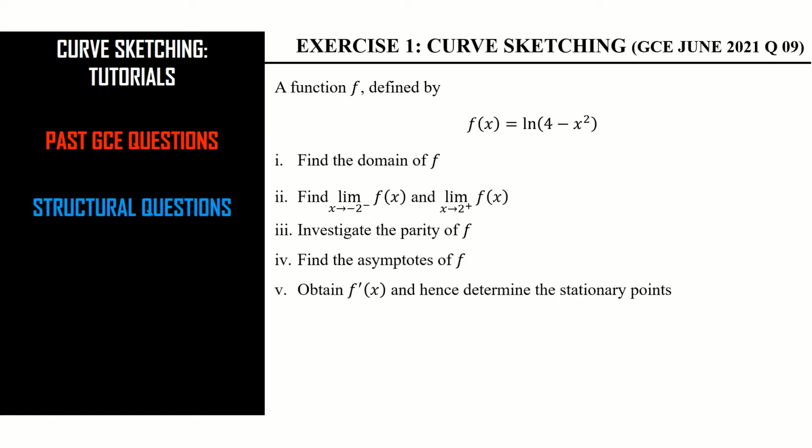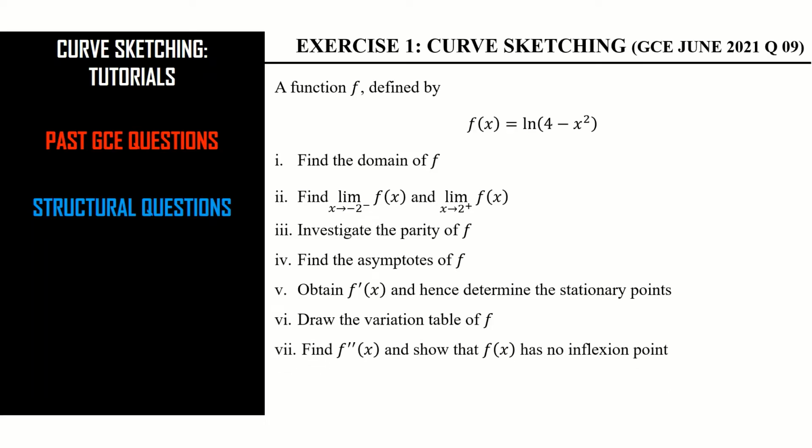Roman 5, obtain f prime of x, that is the first derivative of f with respect to x, and hence determine the stationary points. Roman 6, draw the variation table of f. Roman 7, find f double prime of x, that is the second derivative of f with respect to x, and show that f of x has no inflection point. And finally, sketch the curve y equal to f of x.